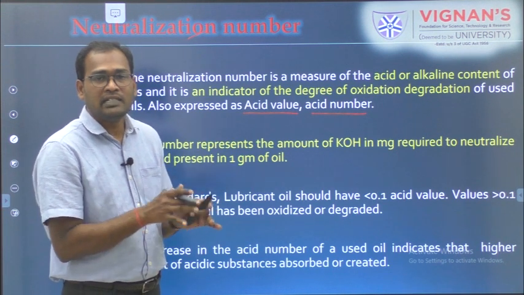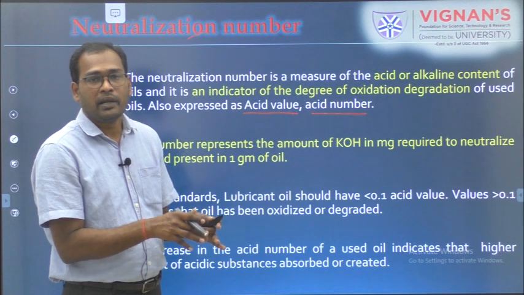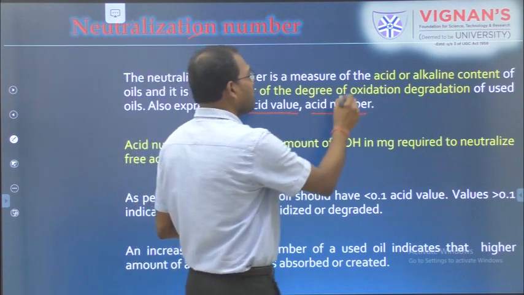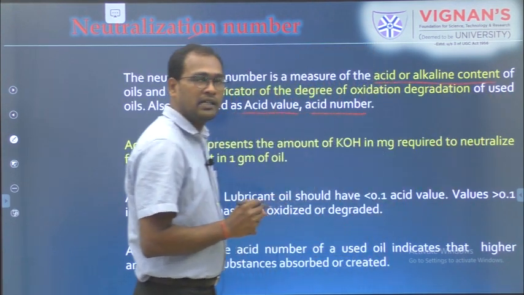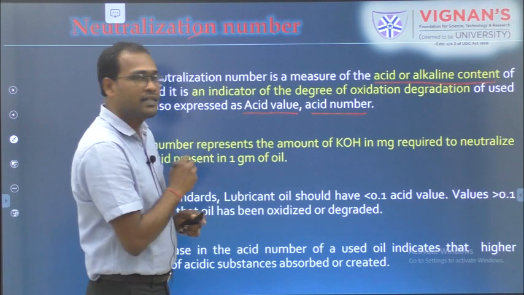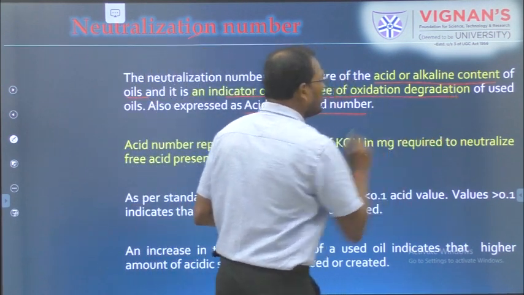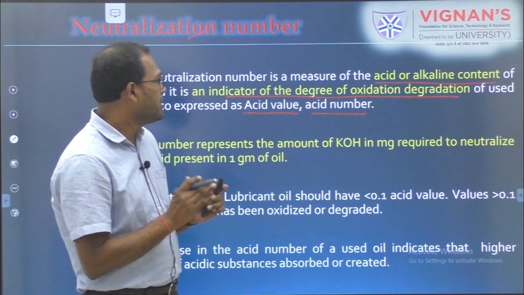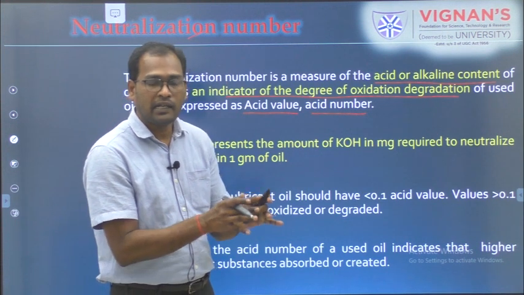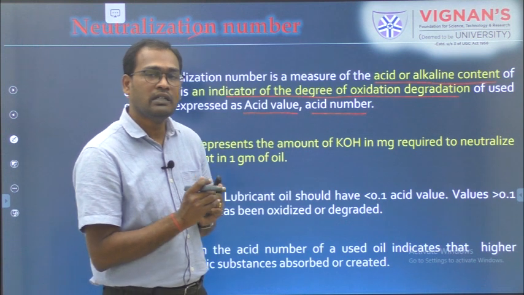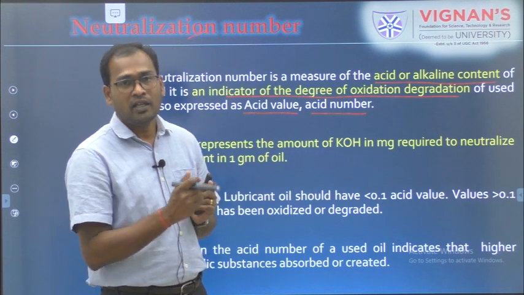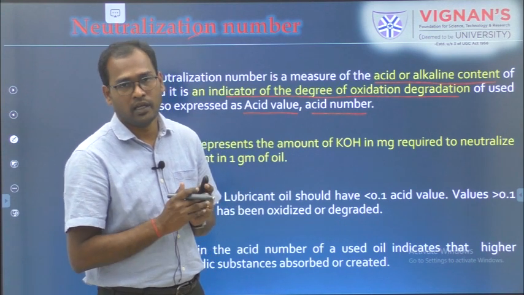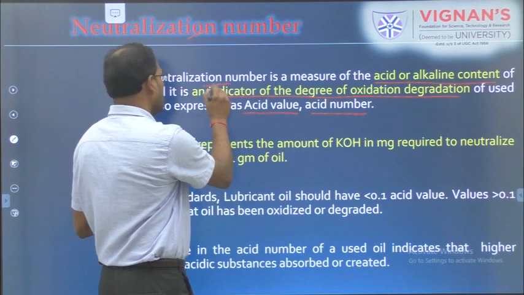This will give you an estimate of the amount of acid present in the given oil sample. So it goes like this: the neutralization number is the measure of acid or alkali content of oils, and it is an indicator of the degree of degradation, which is mainly due to oxygen. So this gives an idea about the amount of acid or alkali present in the oil, and it will also give you an idea about the extent to which the oil has been degraded because of oxygen, or oxidative degradation, right? So this is given by the neutralization number.